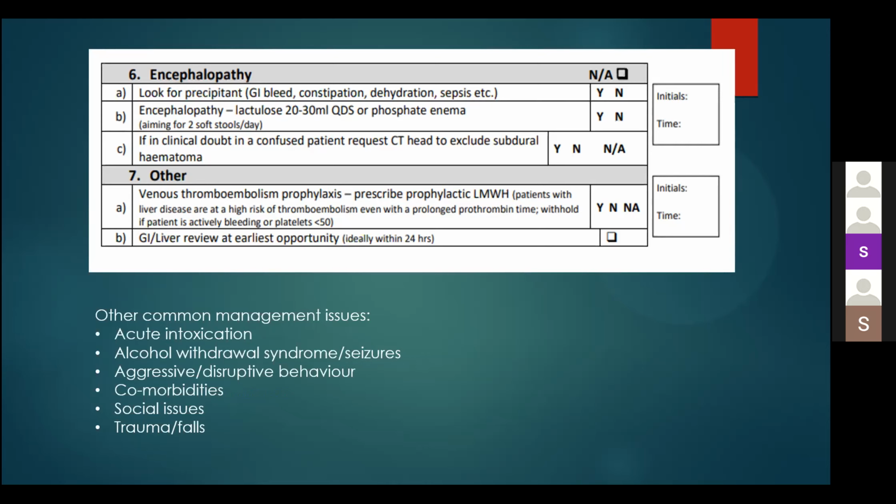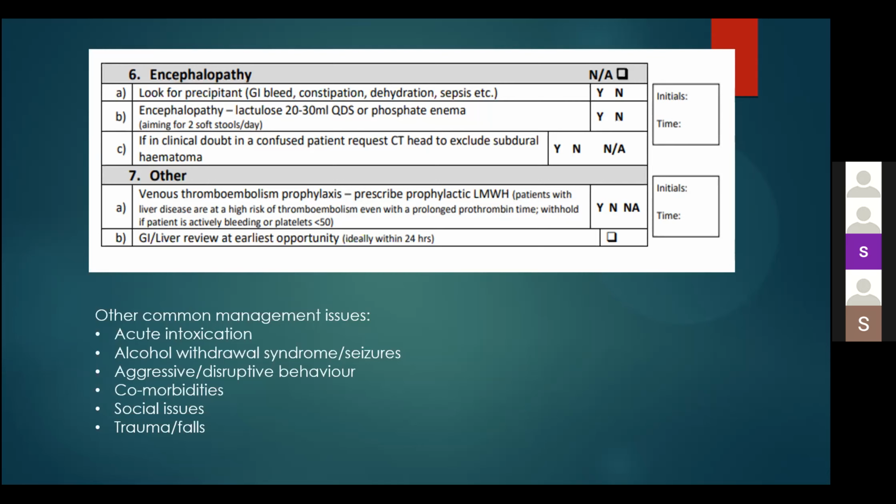So these patients need treatment for encephalopathy, which is mostly about increasing the excretion. And if there's clinical doubt in a confused patient, then you can do a CT head, because again, with the bleeding tendencies, they're at higher risk of having a subdural hematoma as well. I'm not sure what clinical doubt entails, but certainly any patient who's had a bump to the head or any history of trauma or has any neurological signs, we need to think about doing a CT head, although it's not mandatory in any patient who comes in with decompensated liver disease.